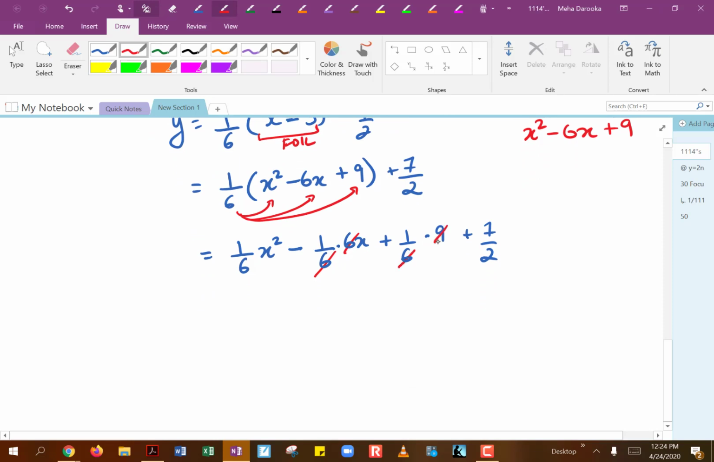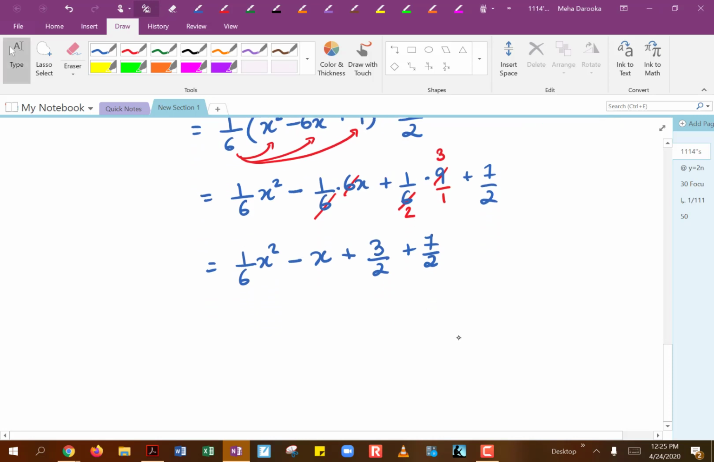6 and 9 will have 3 in common. So 3 goes into 6 twice. 3 goes into 9 3 times. So you would need to simplify each of these terms. We would have 1/6 x squared from the first term, minus x from the second term, plus, let's see, these guys, and you can write this as 3 over 1 if it helps. These guys will end up becoming 3 over 2 plus 7 over 2. And then again, we need to combine like terms.